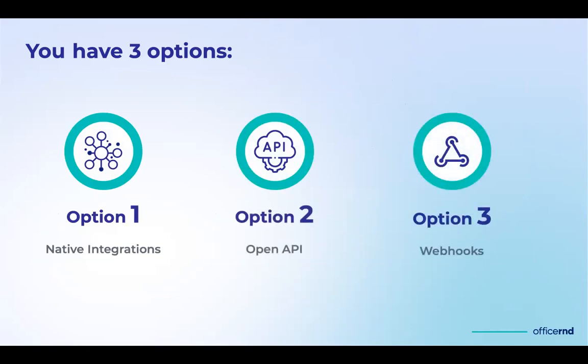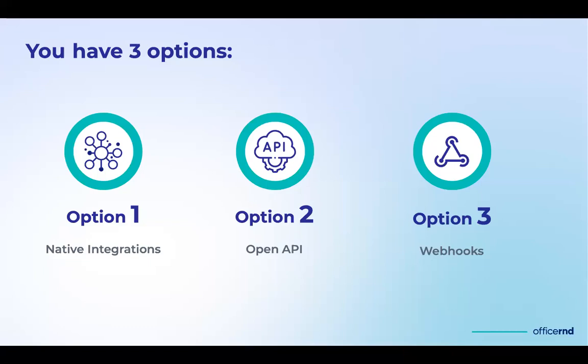once you start using OfficeRnD, you have actually 3 options. So option 1 is to rely on the native integrations. Option 2 is to dive deeper into our open API and see how you can integrate external digital solutions. And option 3 is to use webhooks.